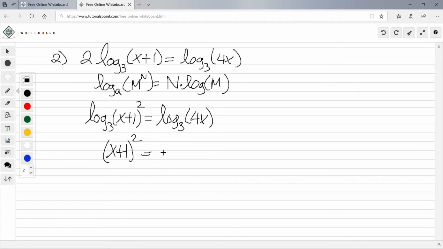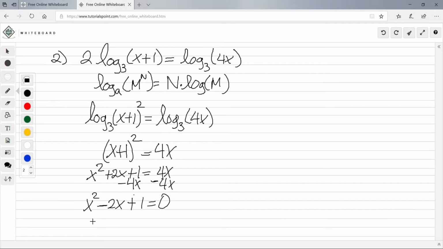squared equals 4x. So this would be x squared plus 2x plus 1 equals 4x. I want to get the right side to be 0, so I'm going to subtract 4x from both sides. This gives me x squared, and then 2x minus 4x is negative 2x, plus 1 equals 0, and then we can factor this.